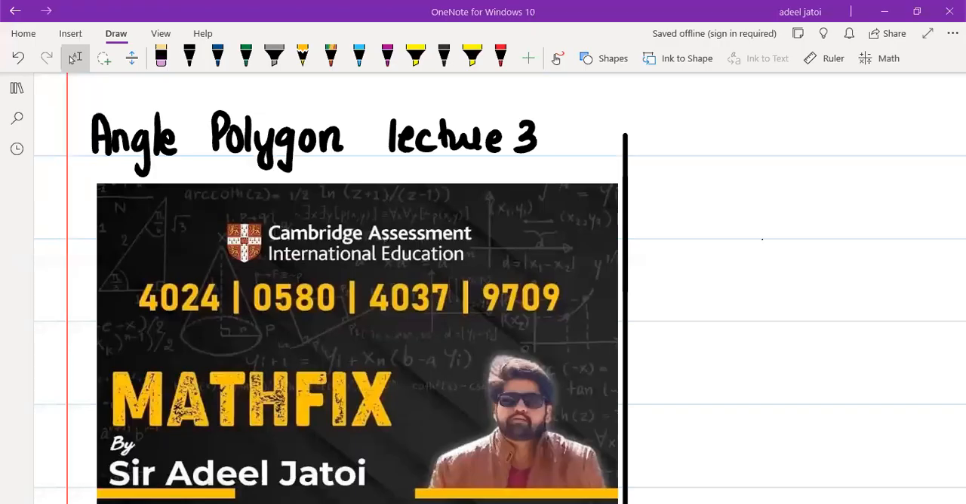Okay, we did angle properties with triangle, scalene triangle, isosceles triangle. Then we had equilateral triangle. Then we did two parallel lines with transversal line properties. We did acute angle, obtuse angle, right angle triangle. We did reflex angle. That was part of lecture 1.